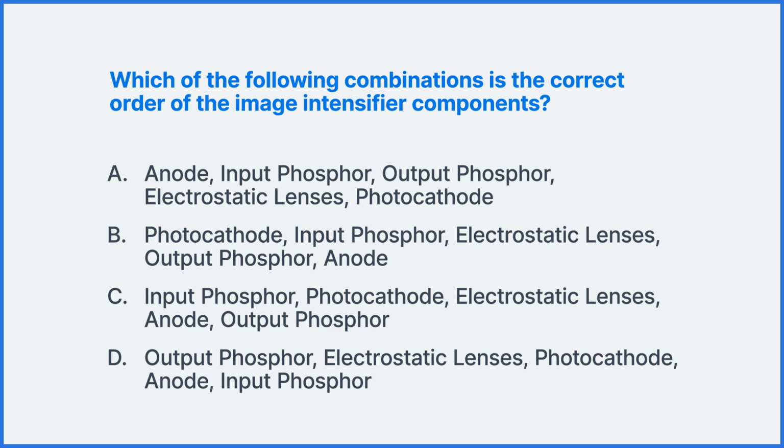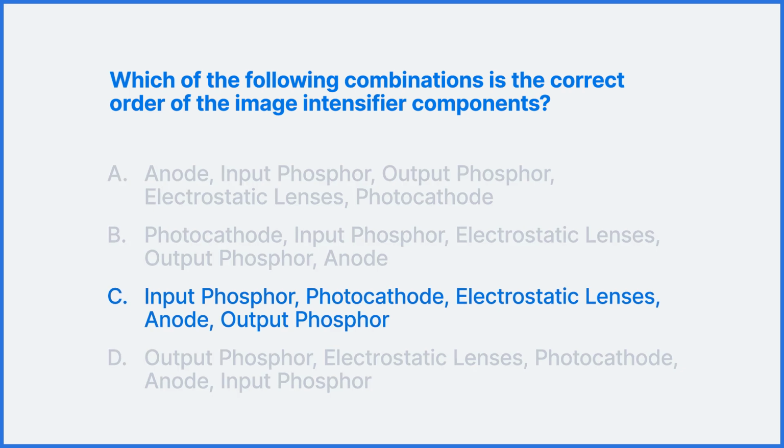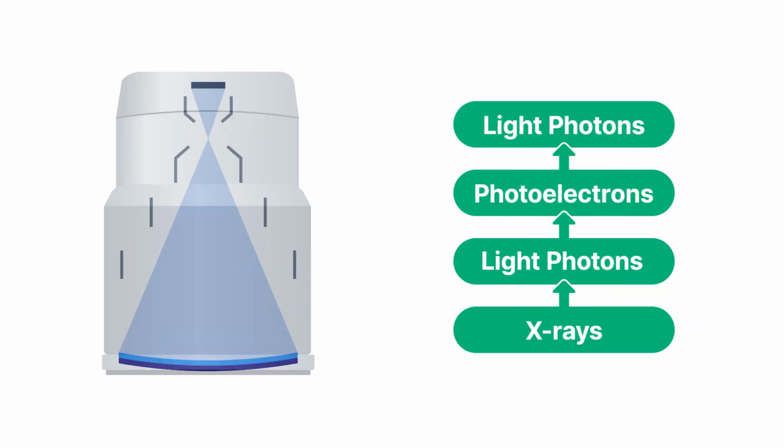The answer is C. The order of components of the image intensifier is input phosphor, photocathode, electrostatic focusing lenses, anode, and output phosphor. Remember, the X-ray photons travel through the patient, and the remnant or exit beam reaches the input phosphor. X-ray photons are converted to light photons at the input phosphor. The photocathode is attached to the input phosphor and converts the light photons into photoelectrons. The electrostatic lenses focus the photoelectrons toward the anode. The anode accelerates the photoelectrons toward the output phosphor. The output phosphor converts the photoelectrons into light photons.